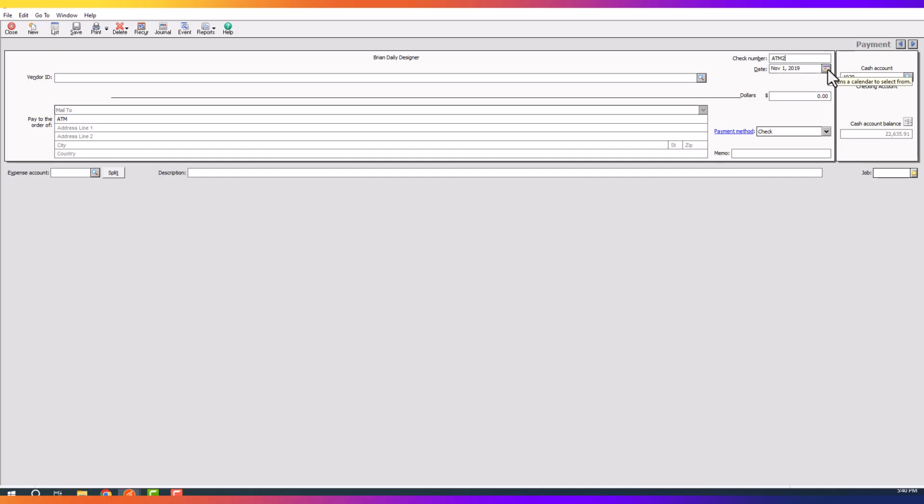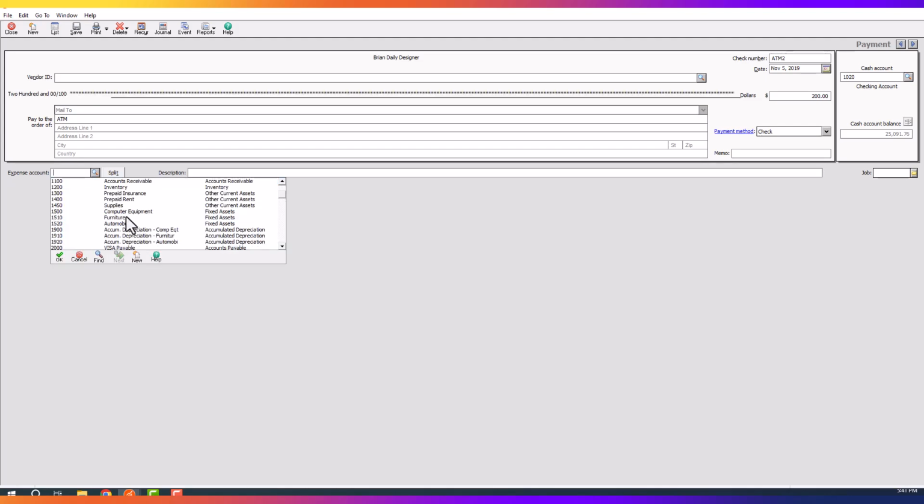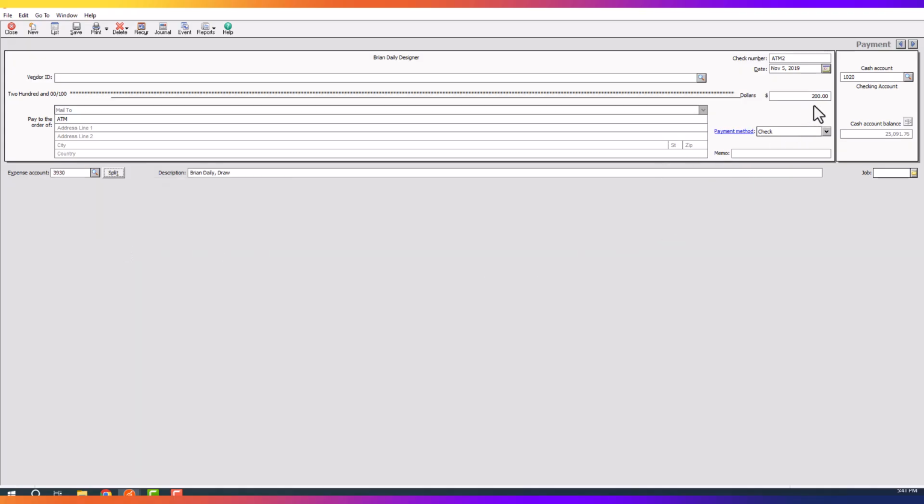And then for the date of this one, it looks like it's November 5th. So we'll select that. And then the amount of this withdrawal was $200. We'll type that in. And then the account that we specify for the expense account is not an expense account. It's an owner's drawing account. It falls into the owner's equity category, and it's account number 3930, your name, comma, draw. And once your details match up there, make sure to save the transaction.